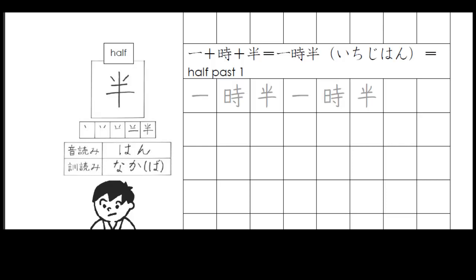Next we have the character meaning half, and we can use this to say half past an hour, 6:30 and 7:30. Note that in Japanese the half goes after the o'clock, so instead of saying 7:30, you say 7 o'clock half, shichiji han.